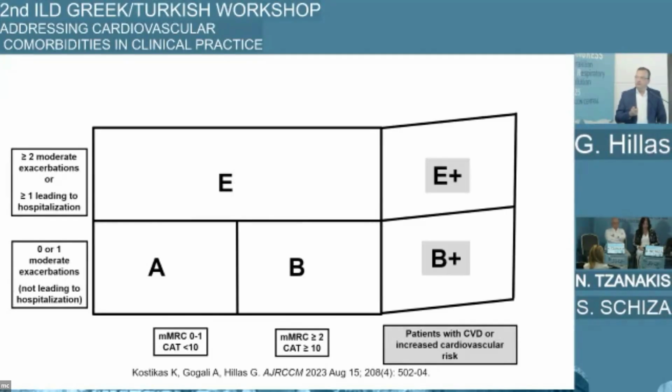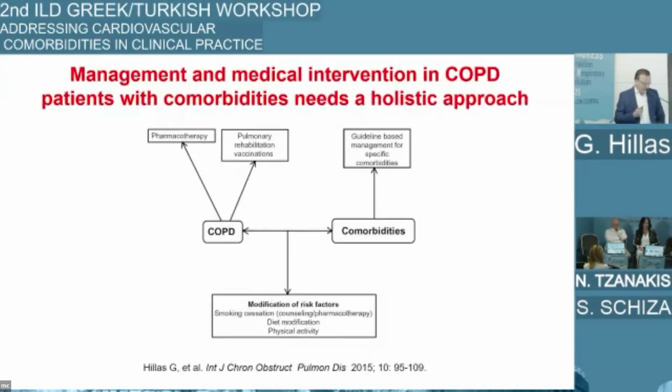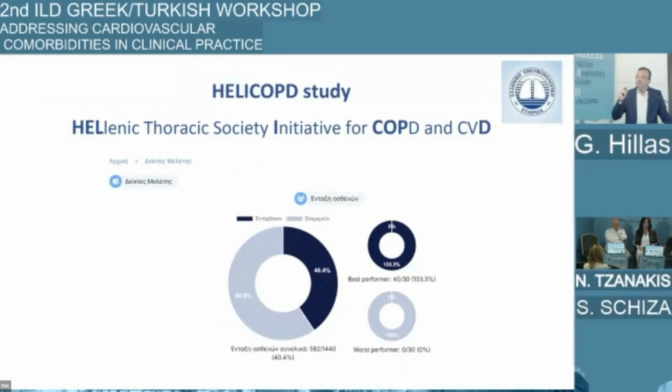So we proposed to add a third dimension to this ABE GOLD COPD classification tool. Finally, and this is from Nikos Danakis again, the management and medical intervention of COPD patients with comorbidities needs a holistic approach. And this is my final slide regarding the HELICOPTER study mentioned by Professor Loukidis, the Hellenic Thoracic Society Initiative for COPD and Cardiovascular Diseases, regarding Greek COPD patients with cardiovascular comorbidities.